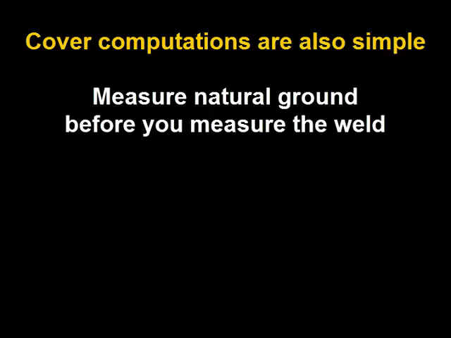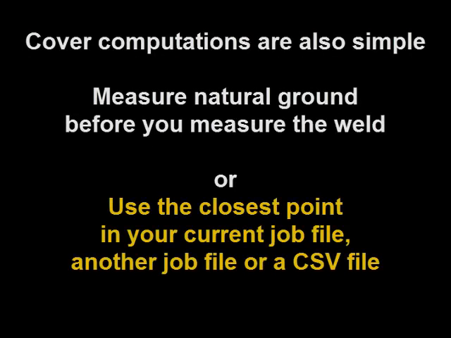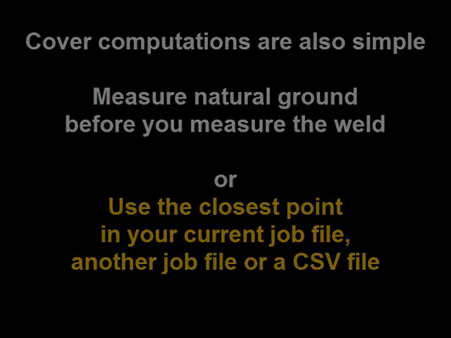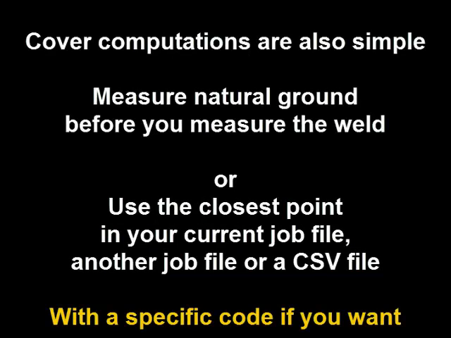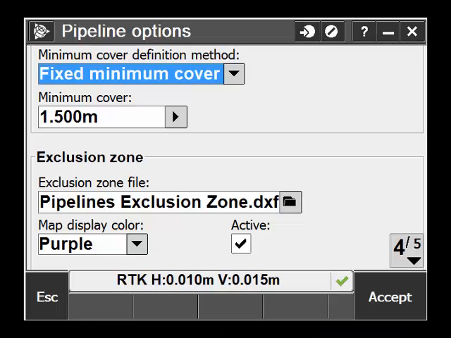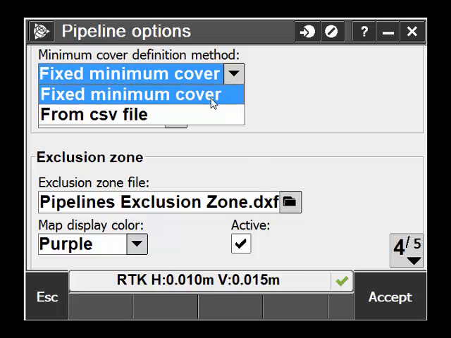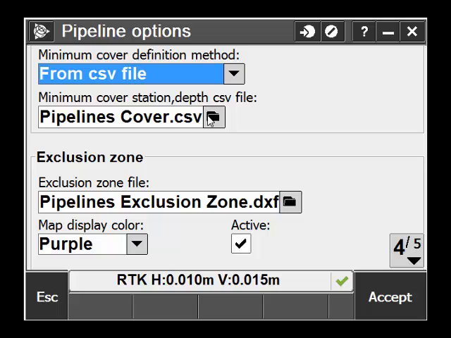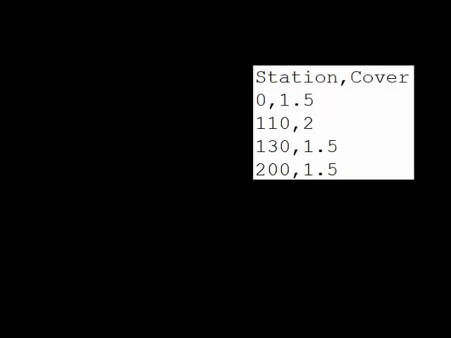Cover computations are also made simple. If you prefer a workflow where you are always measuring a natural ground shot before you measure the weld, then the system can be configured to do this automatically for you. If you would prefer to have the software find the closest point in your current job file, another job file or a CSV file, and has a specific code, then this can also be configured to happen automatically. To ensure you have sufficient cover, you can either configure a minimum cover value, or you can reference a simple CSV file that lists the stations at which your cover changes, and the software checks against this based on your current station.